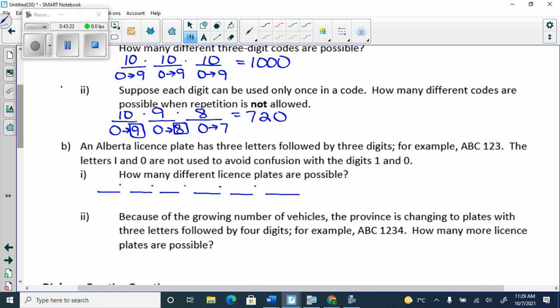Now, the I and the O are to be avoided because of confusion with 1 and 0, so the only restrictions on these ones are that I can't have the letters I and O, correct? So I have to start with those first. Does it say anything about not repeating or anything else? No. So the only option I have is that this one has 24, and 24, and 24. I have to start with restrictions first. The digits have no restrictions, so I can go 0 to 9 on all 3 of these. So I go 10, 10, 10.